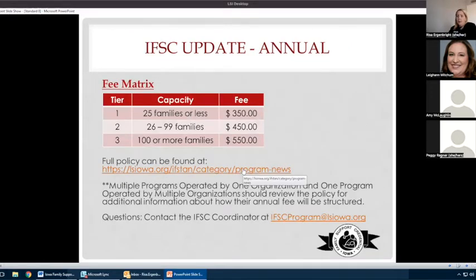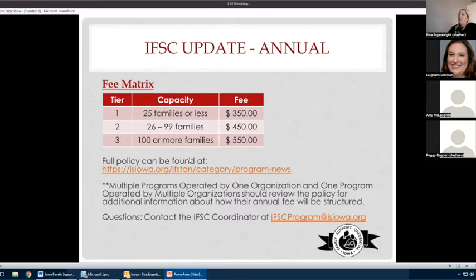So here's the matrix. I'm sure most people have probably already seen it, but here's what the matrix looks like in terms of planned service capacity. It's right here with 25 or less, 26 to 99, and 100 or more. This applies to both home visitation programs and group programs. I do want to point everybody towards the full policy, because there is a lot more in it that I haven't covered here, like specific details. So I would point everybody to our website to take a look at the full policy if you haven't already seen it.